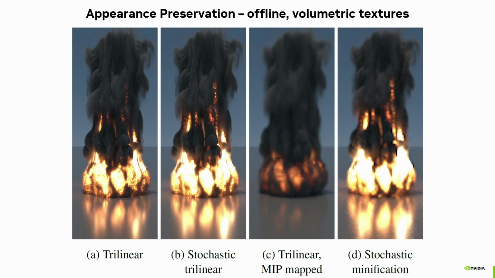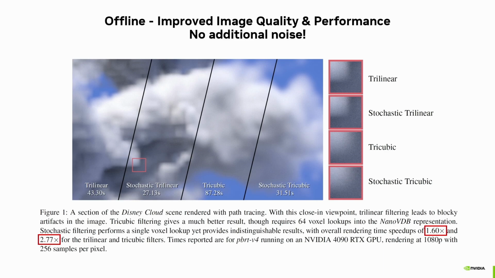Appearance preservation can be even more dramatic, like in this case of offline rendering and emissive volumes. If we compare the A and C, which is traditional trilinear, the results are dramatically different for minification and magnification, unacceptably so. And with stochastic filtering, they are, if you squint your eyes, virtually identical, so it's much better for appearance preservation.